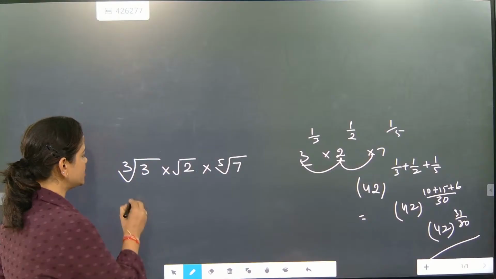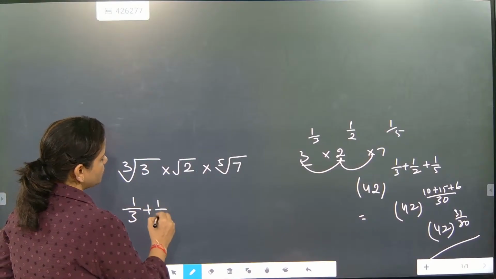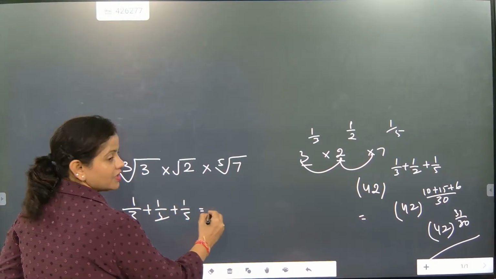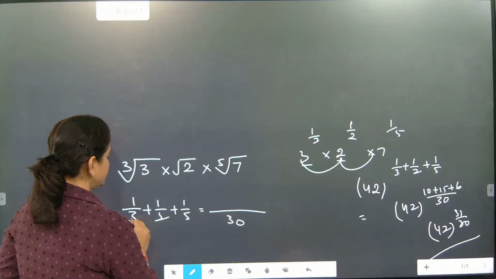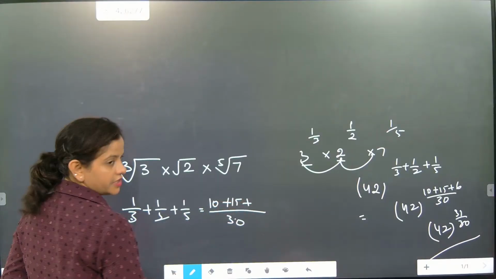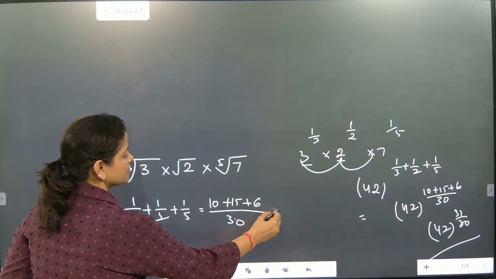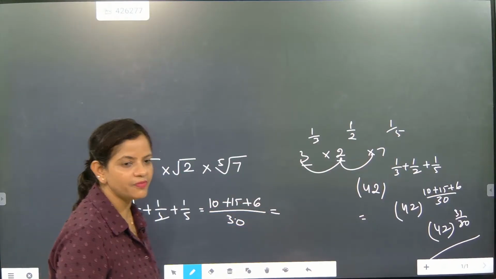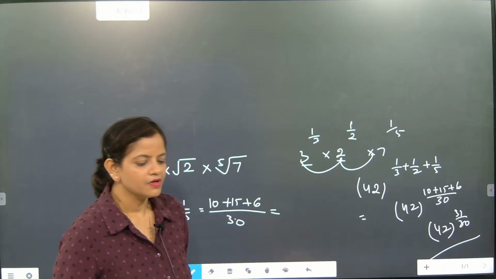LCM you take now. What is the LCM of 1 by 3 plus 1 by 2 plus 1 by 5? Coming, na, 30. 3 10s are 30. 2 15s are 30. Correct, na? And 5 6s are 30. So how much is it coming? 31 by 30.